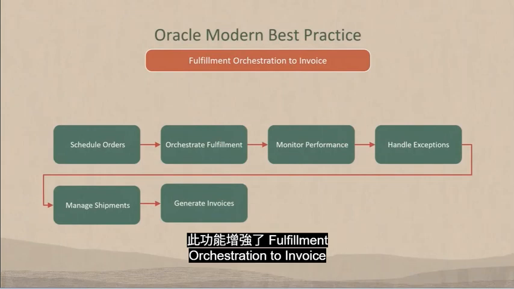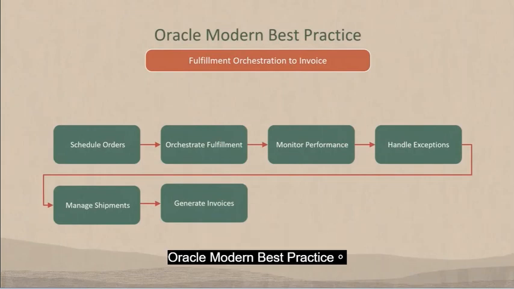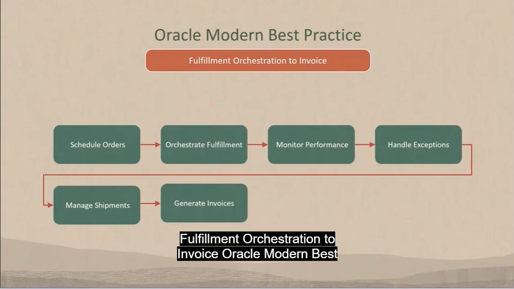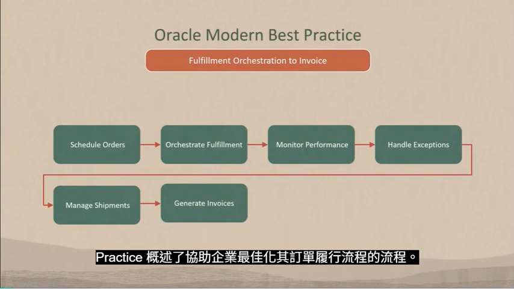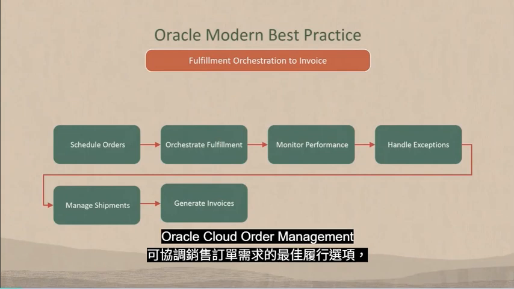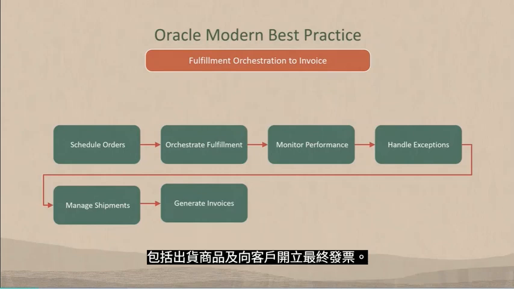This feature enhances Fulfillment Orchestration to Invoice, Oracle Modern Best Practice. Fulfillment Orchestration to Invoice, Oracle Modern Best Practice outlines the process that helps enterprises optimize their order fulfillment processes. Oracle Cloud Order Management orchestrates the best fulfillment options for sales order demands, including shipment of goods and final invoicing. Let's get a brief overview.